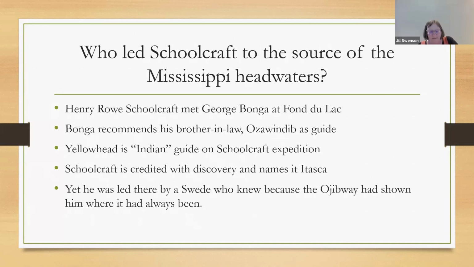At no point does Schoolcraft ever mention Ozawindib is a Swede. It's in none of the newspaper accounts published en route, nor in his journals, nor in his books. Nowhere does he ever admit that it was Falstrom who knew exactly where to take him, because the Ojibwa had shown him where it had always been. Right.